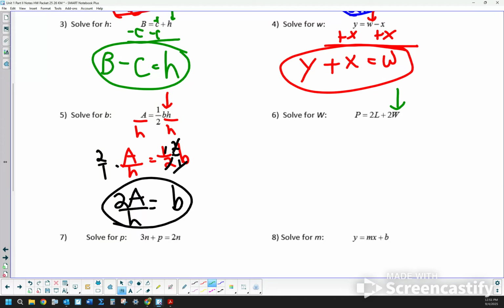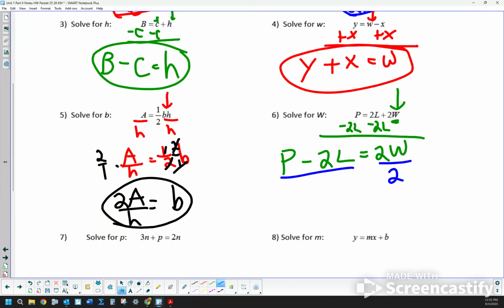For w, we're going to solve. Before we even get to this w, we need to get rid of the 2l. So how do we do that? Minus 2l from both sides. P minus 2l equals 2w, and then we can divide by 2. That's how we can leave our answer: p minus 2l all over 2.